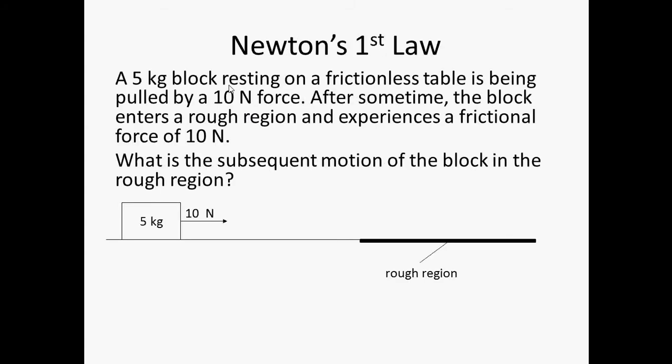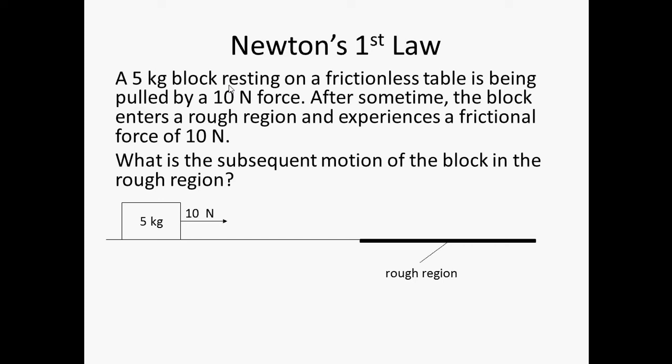So let's look at the questions that students usually make common mistakes on. Alright, in this case, a 5 kg object is being pulled by a 10 Newton force to the right on a frictionless table. After some time, the block enters a region that is rough and experiences a frictional force of 10 Newton. So the question is, what is the subsequent motion of the block in this rough region?